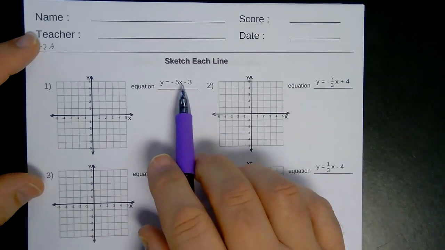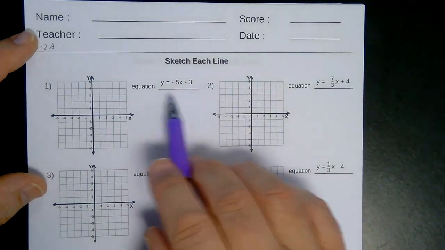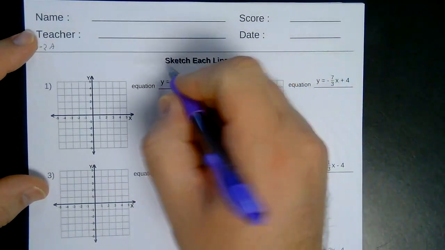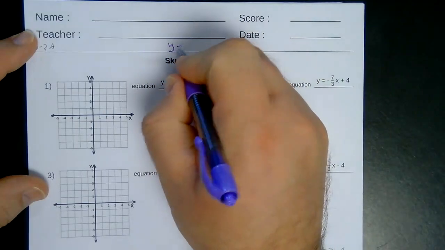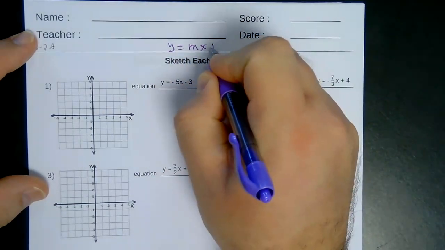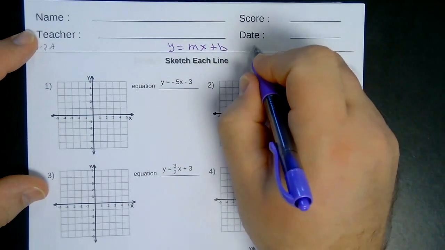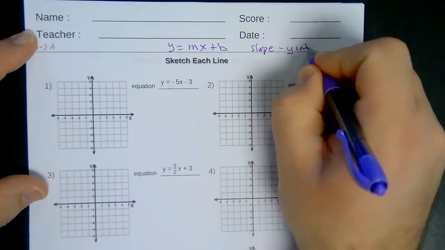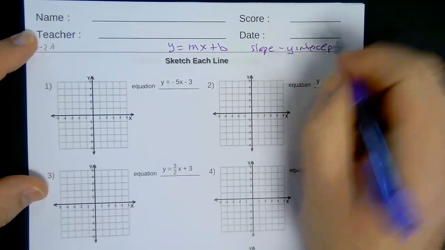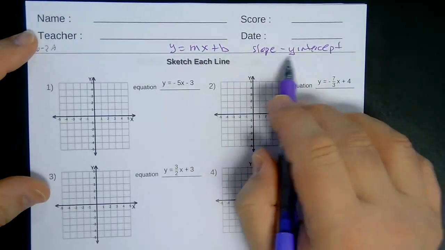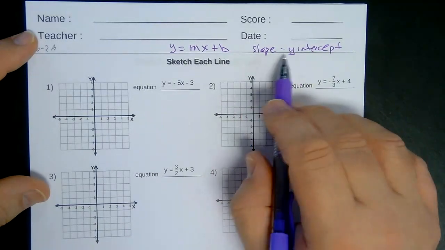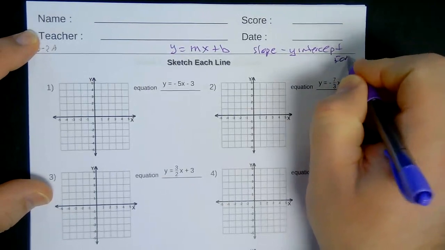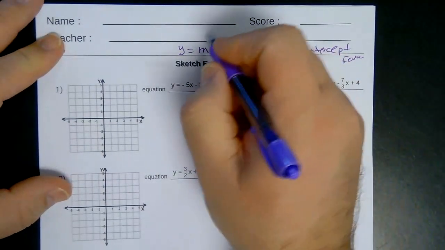Alright, good morning. This time we are sketching equations, and the first type of equation we are sketching is going to be written in the form y equals mx plus b. I believe they call that slope. I like to use the y-intercept phrase. You'll see it written as slope-intercept, but I like classifying it in a little more detail. Slope dash y-intercept form, because it tells me two different things.